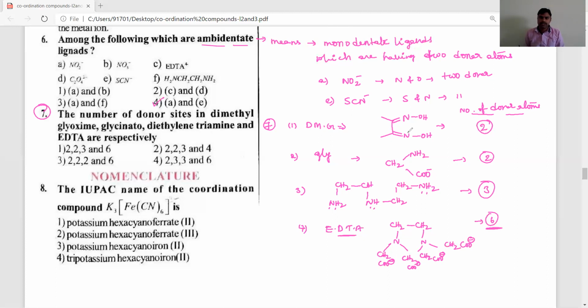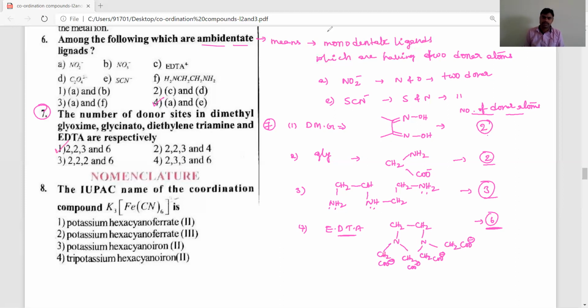Now the answer: DMG, dimethyl glyoxime, has 2 donor atoms, glycinate ion has 2 donor atoms, diethylene triamine has 3 donor atoms, and EDTA has 6 donor atoms. Now the answer is 2, 2, 3 and 6. So the first option is correct.